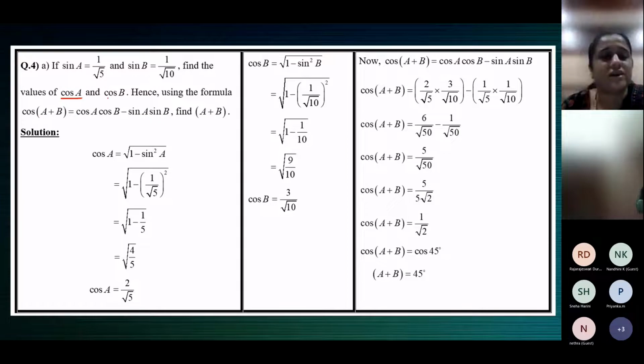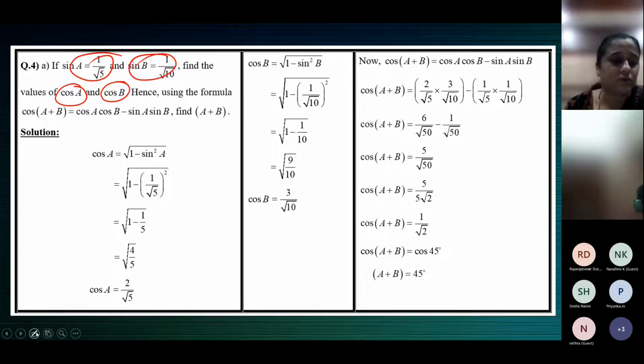Find the values of cos A and cos B. We'll find cos A using sin A, and we'll find cos B using sin B.